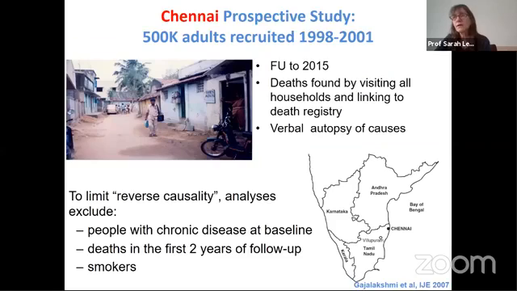But if we move to South India or South Asia, then in the Chennai prospective study, this was 500,000 adults followed up so far to 2015, but follow-up continues. Deaths were found by visiting all households and linking to the death registry, with verbal autopsy of causes of death. Again, to limit reverse causality, the analyses excluded people with prior disease and deaths in the first 2 years of follow-up and focused on never smokers. This is a study run by the PI, Professor Dr. Gajalakshmi. So looking at BMI versus coronary heart disease mortality in Chennai, what did we see there?